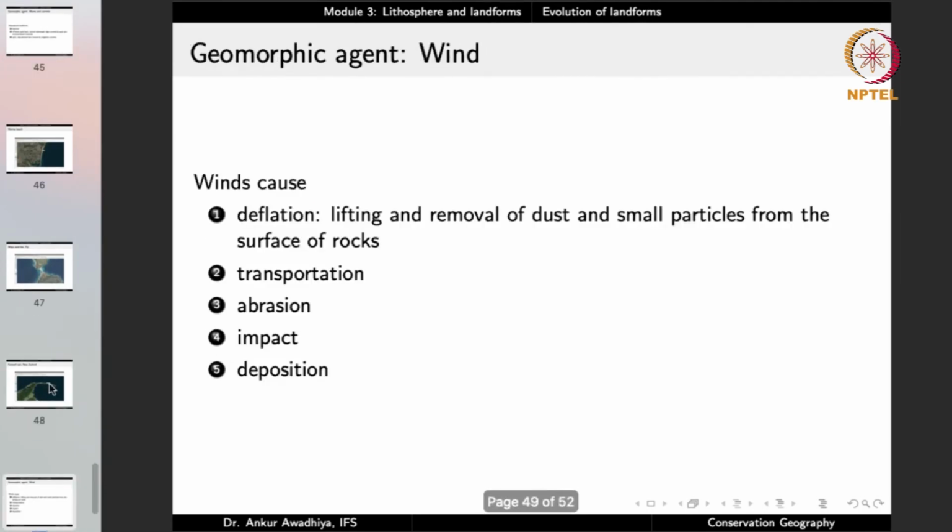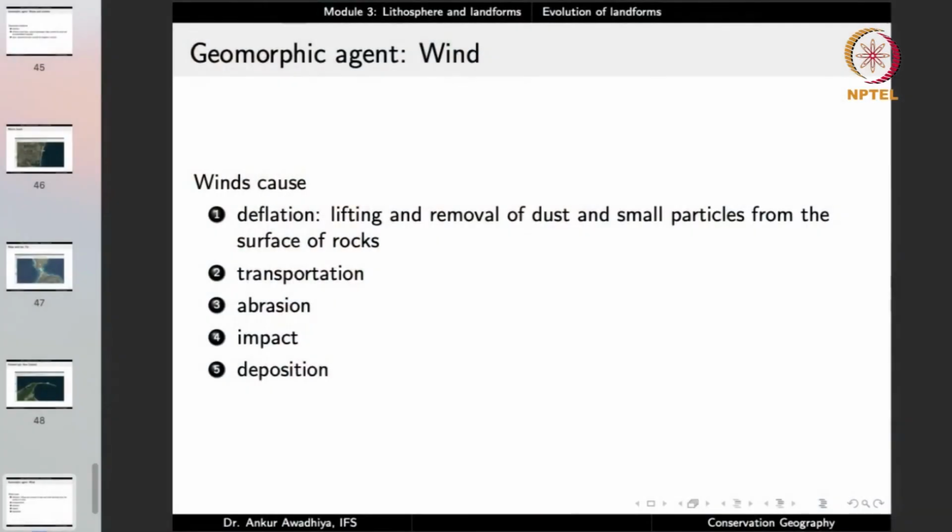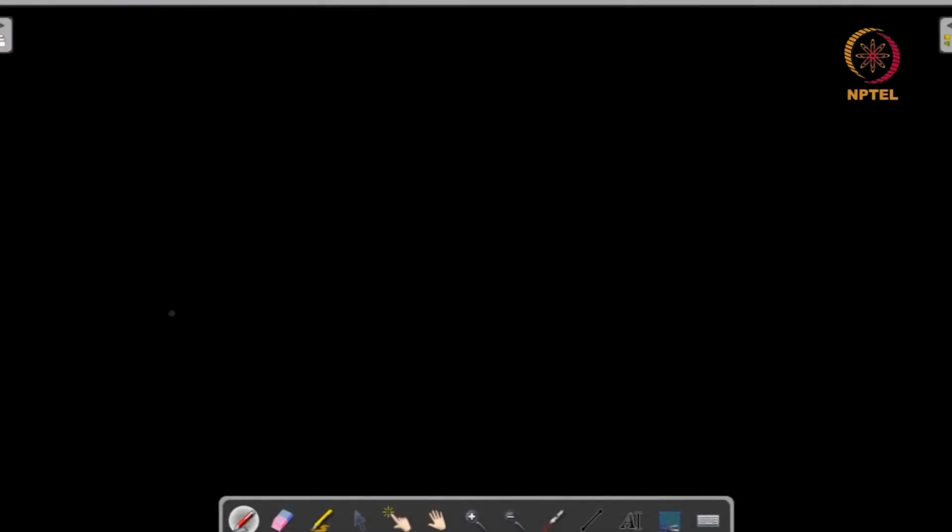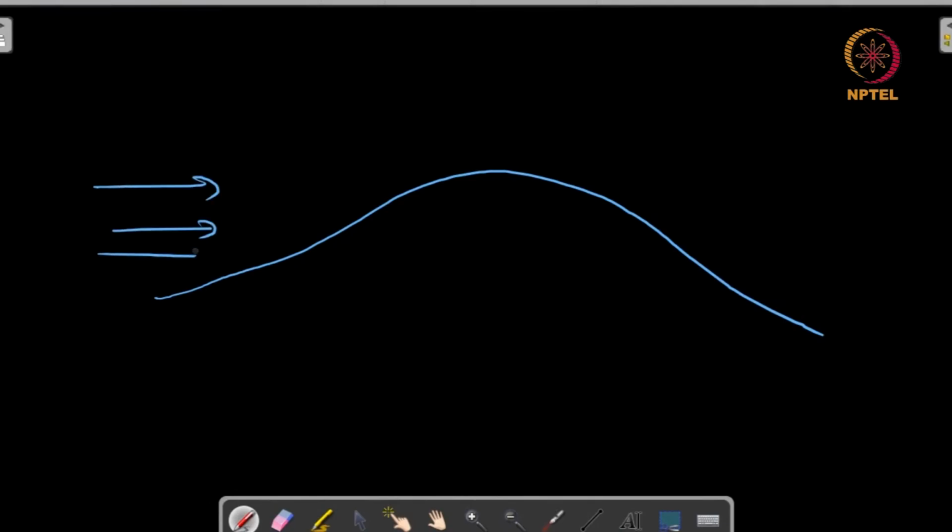Another geomorphic agent is wind. Now winds also lead to the creation of erosional as well as depositional landforms. Now the action of wind is multifarious. Winds can cause deflation, which is lifting and removal of dust and small particles from the surface of rocks. So in this case, if you have a landform like this and you have winds, the winds can carry away material from here and lead to the creation of a hollow, which is known as a deflation hollow.